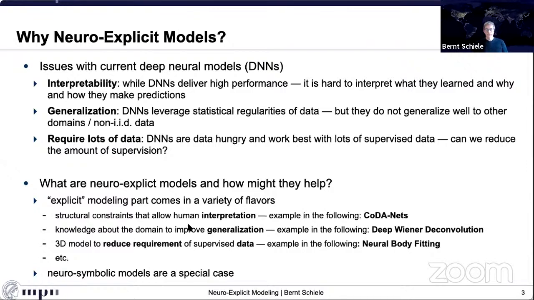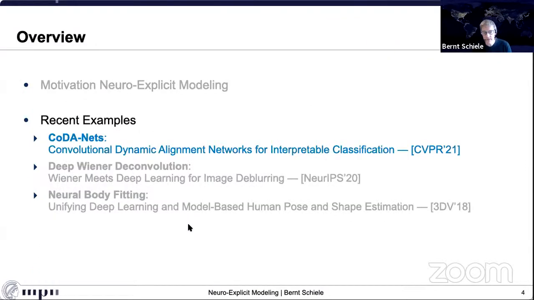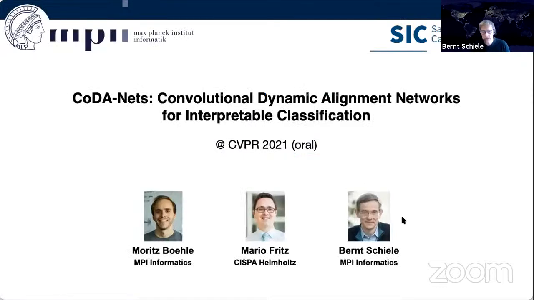Okay, so let me start with the first example. That's the so-called CoDA-Nets: Convolutional Dynamic Alignment Networks for Interpretable Classification. This is work of Moritz Böhle, a PhD student, jointly supervised by Mario and myself, and will be presented at CVPR this year.